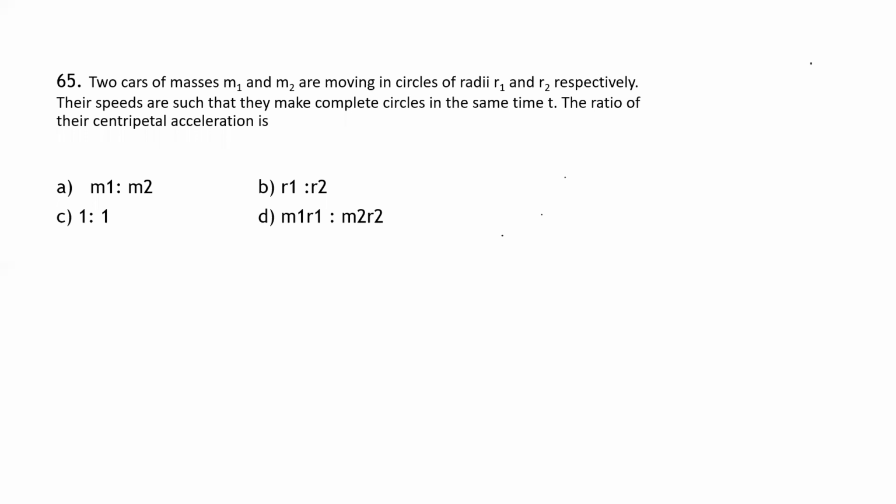The only data they have given: mass is m1, m2 of the two cars, and the radii r1 and r2. Here we can use the formula of centripetal acceleration. So see here, we know that centripetal acceleration a_c is equal to omega square into R. We also know that omega is equal to 2 pi divided by T.